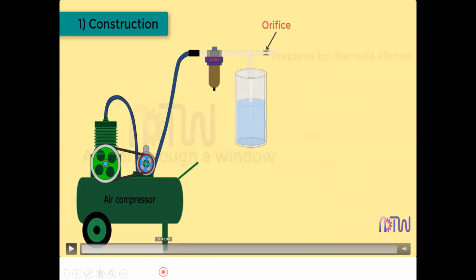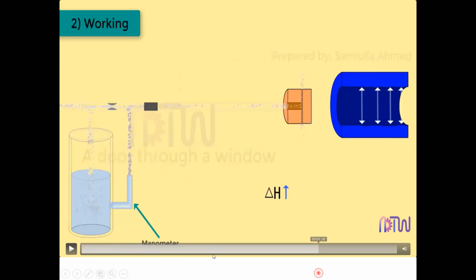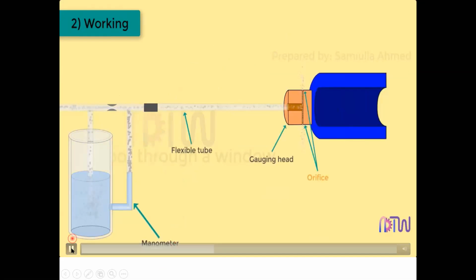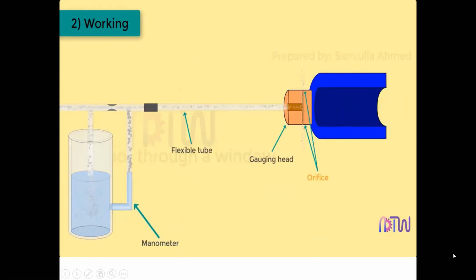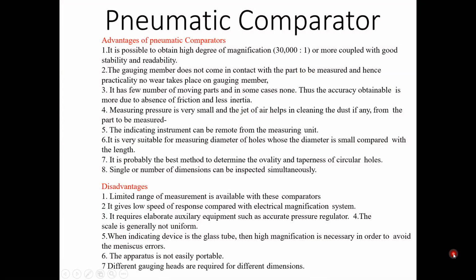This is all about the pneumatic comparator. We already discussed the advantages and disadvantages of the pneumatic comparator. This is part of the comparators. Mechanical comparators were already discussed in the previous classes. So up to now, the comparators are completed.